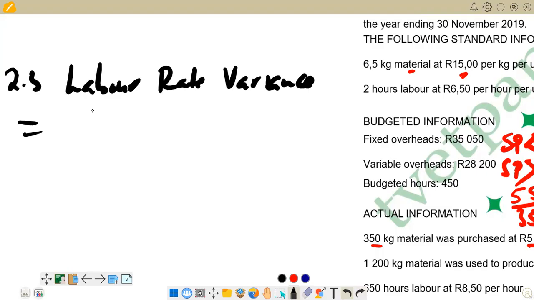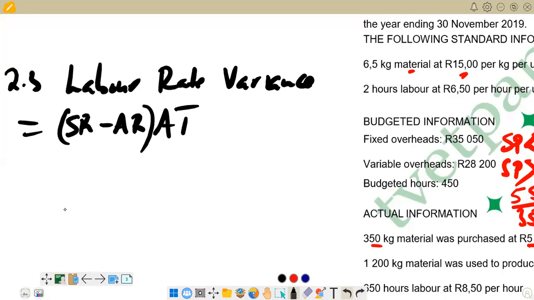When calculating labor rate variance, we are saying standard rate minus actual rate. Then we multiply by actual time. For the standard rate, you get it at the beginning.